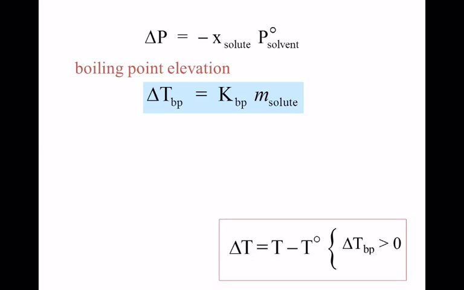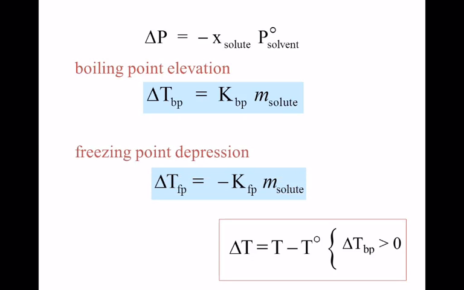Now, freezing point depression has a slightly different equation. So that would be on the slide we looked at. That would be these delta T's over here, FPD, freezing point depression.